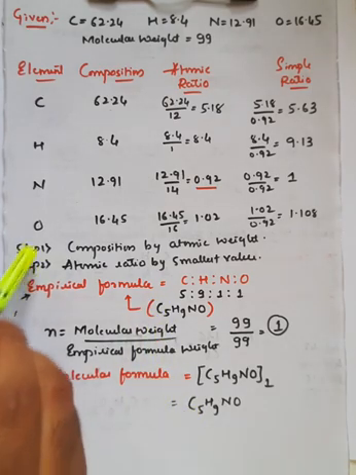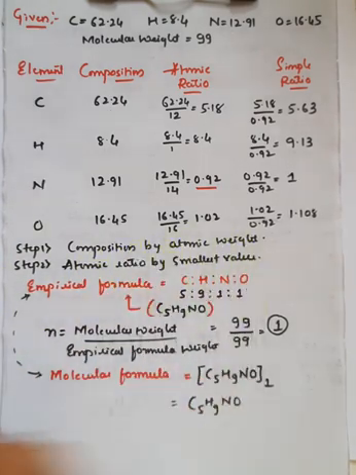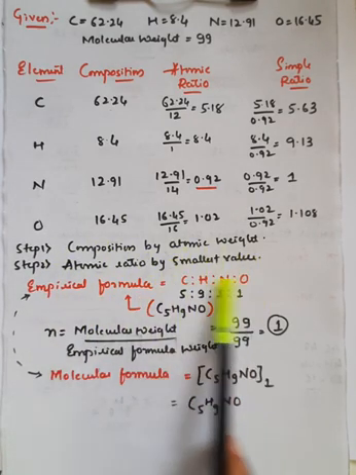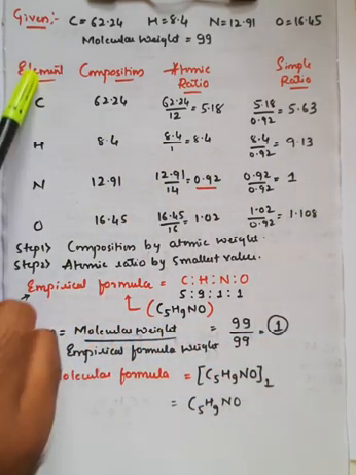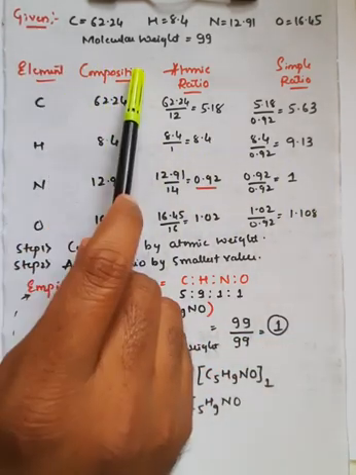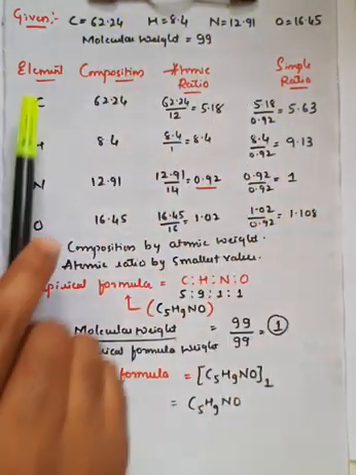Just understand the two steps. These two steps are very important. First one is we have to divide the composition by its atomic weight, and second one is we have to divide this atomic ratio by the smallest value. By making 4 columns, it's very easy to understand. First we have to take the columns: element, composition, atomic ratio and simple ratio. That is, from the given data we have to extract and make columns.